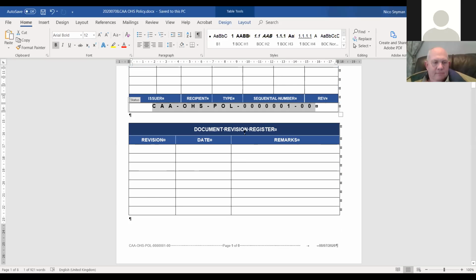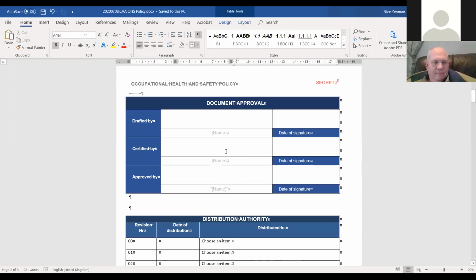Then the document revision register. What is your revision, what is the date of that, and what did you change in the policy? Very important, because this keeps the whole history of the policy alive. Then we are going to go over to your approvals.